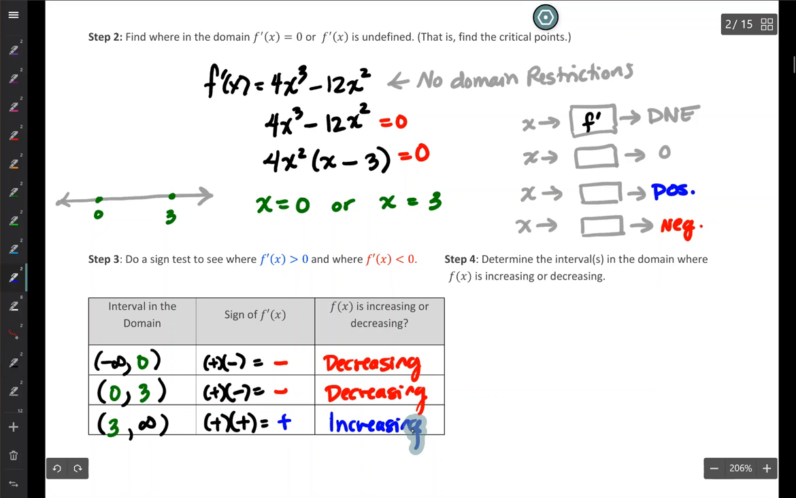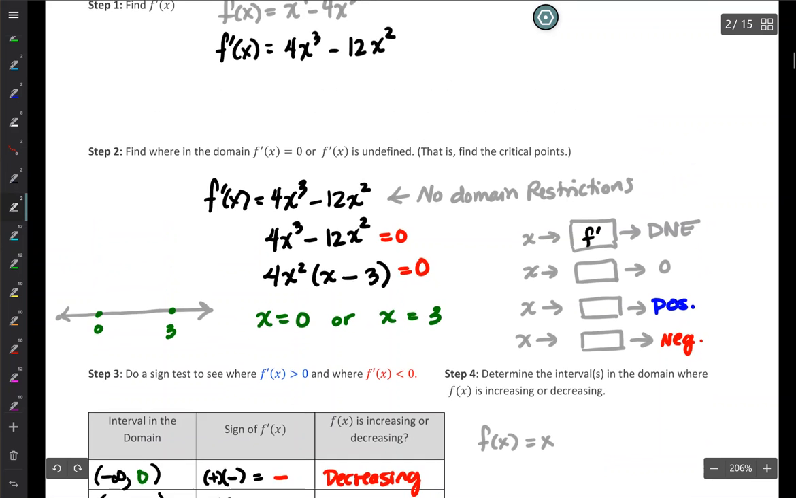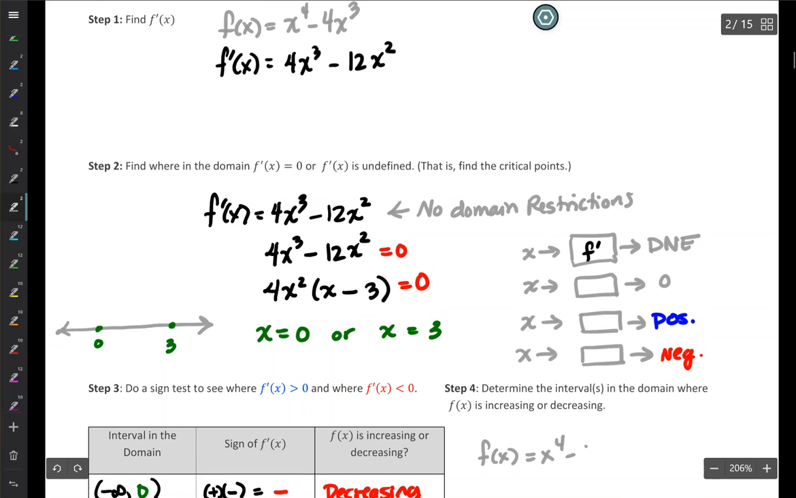Okay, and then step 4 is to just really interpret these results. So I get to say that my function is decreasing on what intervals? These two. And my function is increasing on what interval? This one. So we'll just write that there. F, maybe we even name it. It was x to the 4th. Boom.